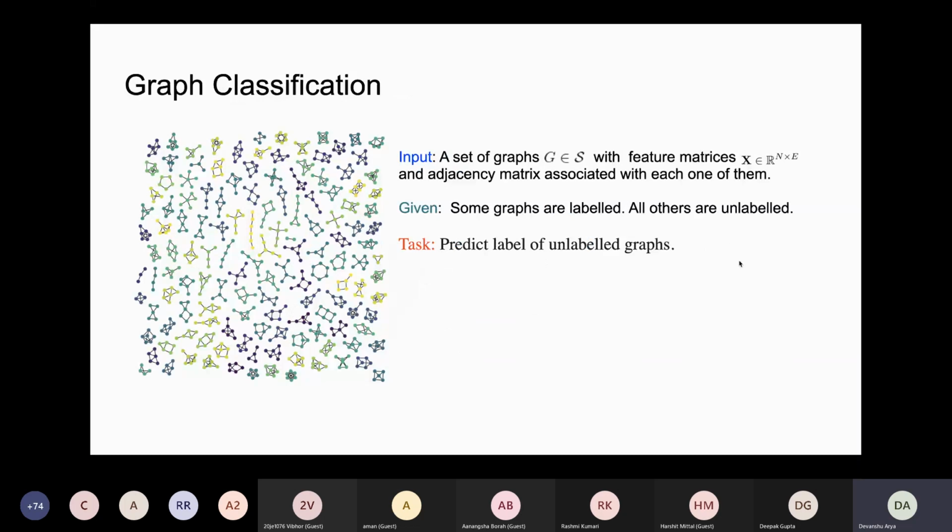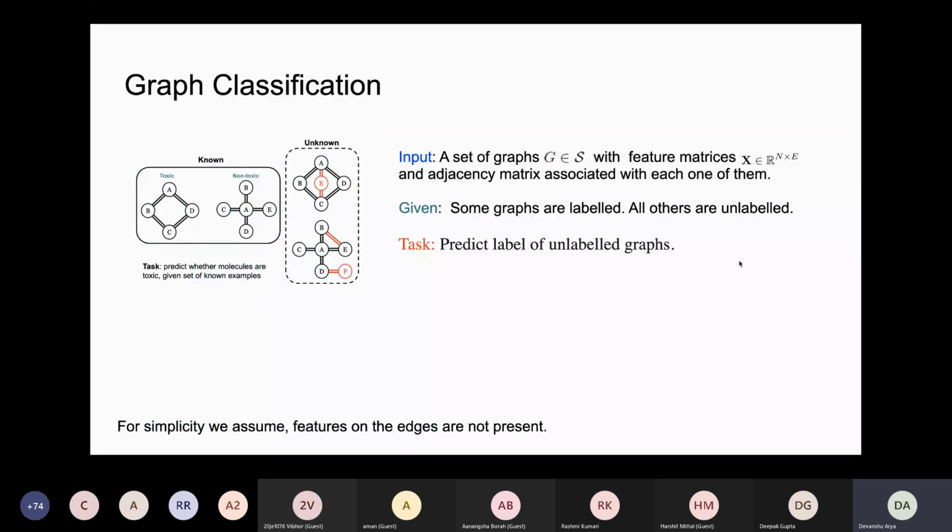In graph classification, instead of a single graph, you have like 1,000 graphs or 100 graphs, and each graph has its own meaning, and you want to classify those graphs. What I basically mean here is there will be certain connections in a graph which set them apart from other graphs. For example, let's say you have a molecule graph. You know that this kind of architecture is toxic and this kind of architecture is non-toxic. And then you are given two random graphs and you have to predict whether the molecules are toxic given the set of known examples. So you will be given a set of graphs with feature matrices and the adjacency matrix associated with each one of them. Some graphs are labeled, some graphs are unlabeled, and you have to predict labels of unlabeled graphs.